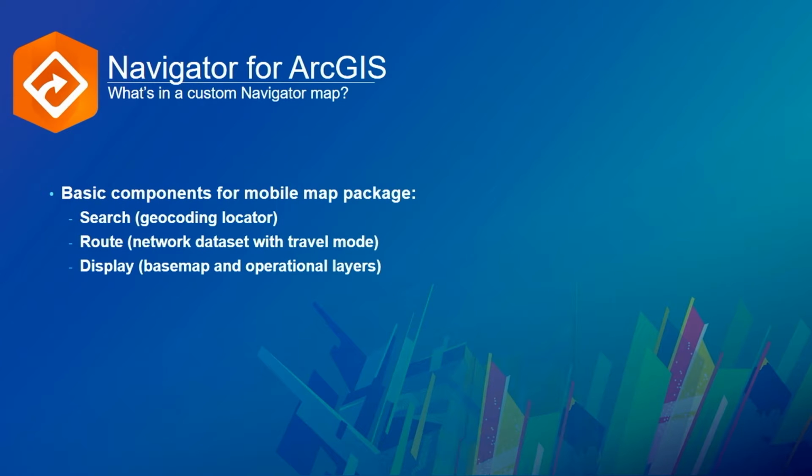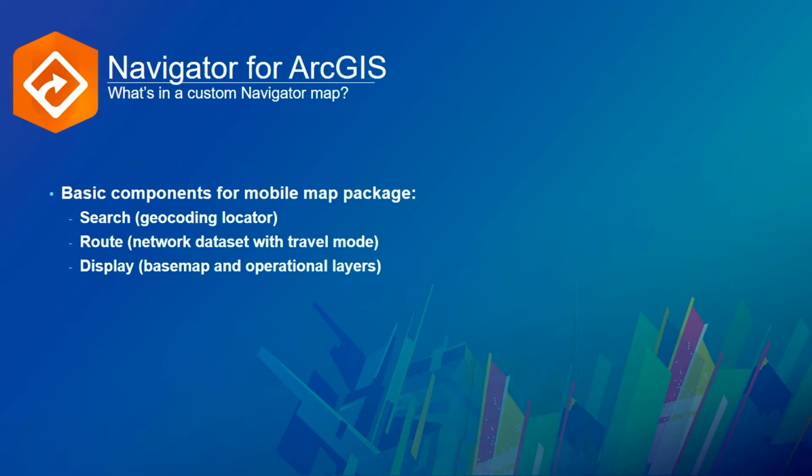If you're wondering what's in one of these mobile map packages that you would need to package up if you want to do it yourself, it's these basic things. You would need some kind of search capability, so you need to build in a geocoding locator. You would also have to put in a route layer, which consists of a network dataset with a travel mode. That's another piece that I hadn't really talked about much before, but you can totally set your own travel modes using Navigator. So if certain roads are only accessible by big trucks and you want to keep your big trucks off of small local roads, you can totally set travel modes and do that.